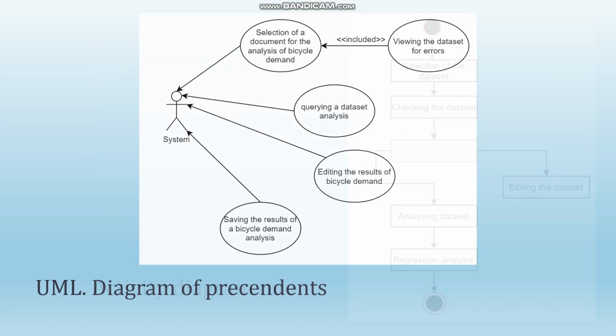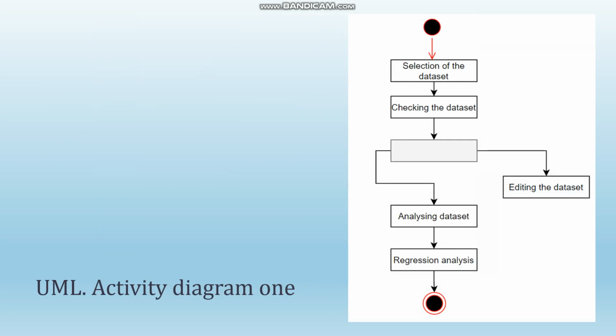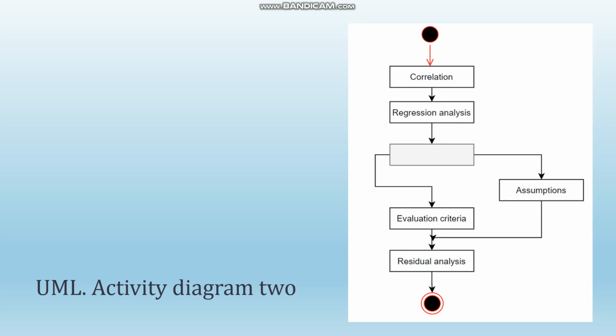It is very important. The second diagram is activity diagram 1, UML. We can see that the first step is selection of the dataset, checking the dataset, and the next stage is analyzing or editing the dataset, and finally we make regression analysis of the dataset we edited. The second activity diagram is about mathematical analysis, correlation, regression analysis, evaluation criteria, and residual analysis, as I said before.